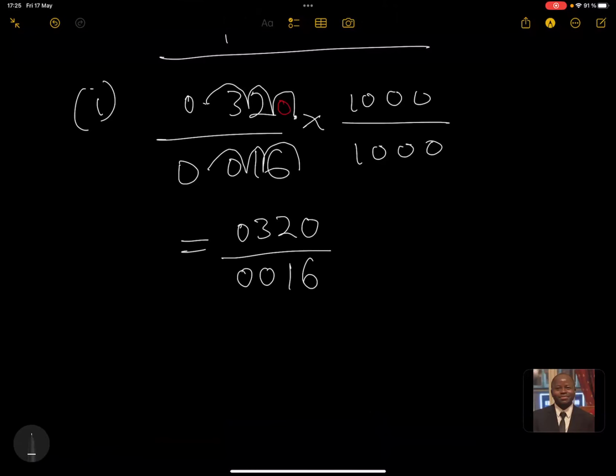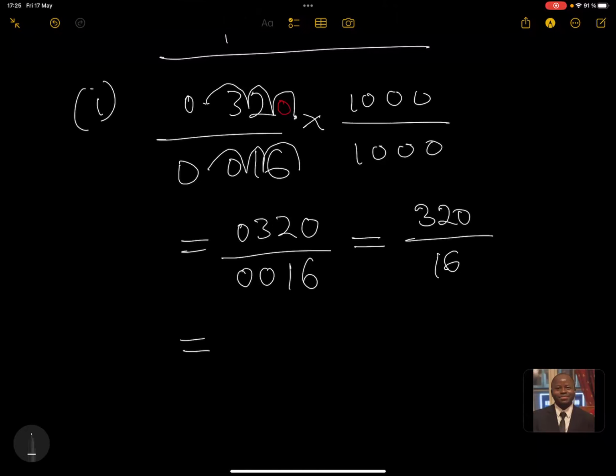So that problem of division of multiplication has now reduced to division of whole numbers: 320 divided by 16. Do you see this? I ignore the zeros before the significant number, because 0.2 is the same thing as 2. So this problem has reduced to 320 divided by 16, and so it is now easy for us to deal with.